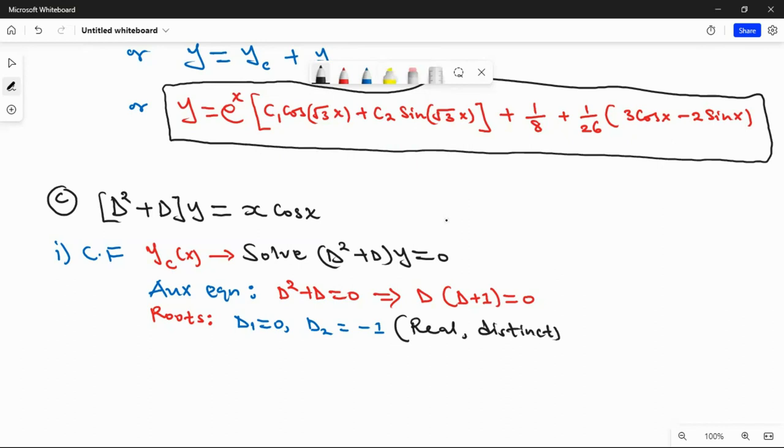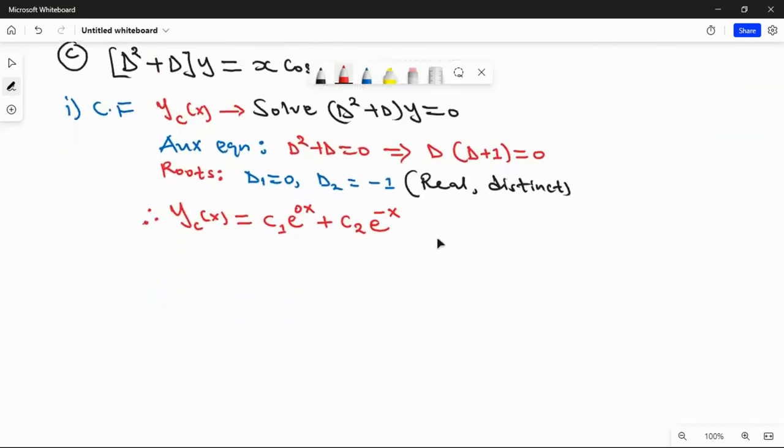So how do we write our general solution when the roots are real and distinct? We'll have y_c of x equals an arbitrary constant c1 e^(0x) plus another constant c2 e^(-x). And you know anything raised to 0 is 1. So this can as well be written as c1 plus c2 e^(-x), where c1 and c2 are arbitrary constants.